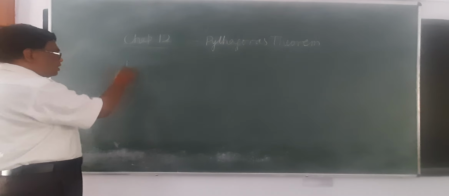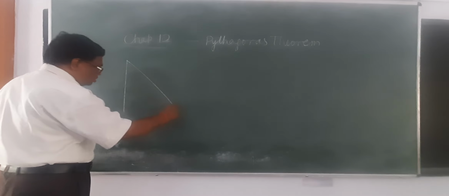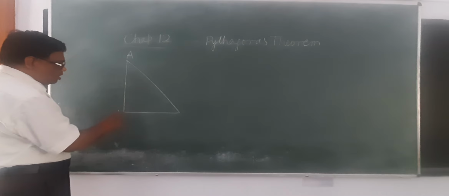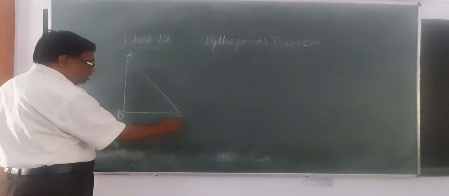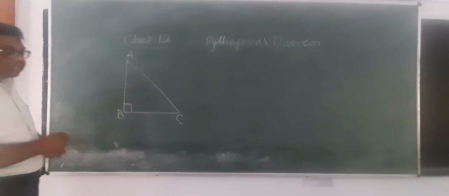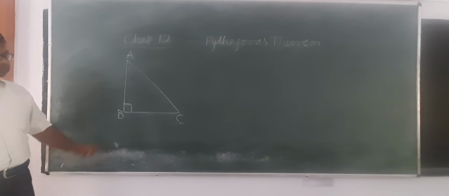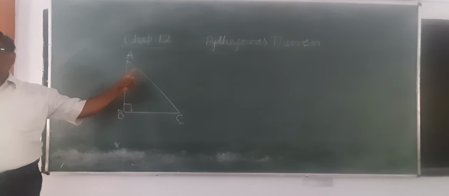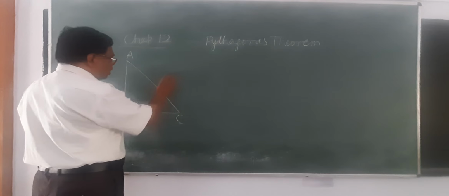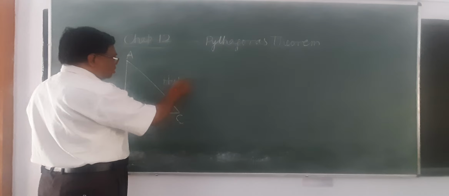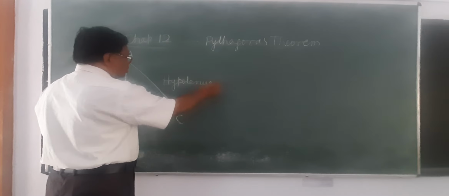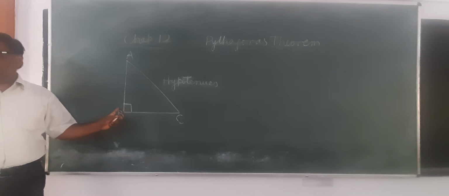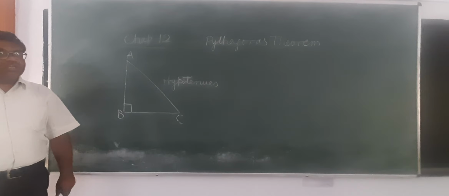In a right angle triangle, suppose right angle at B. Right angle at B means this angle is of 90 degree. It's clear. Now the side which is in front of the right angle, that is known as hypotenuse. And these two sides are containing the right angle.